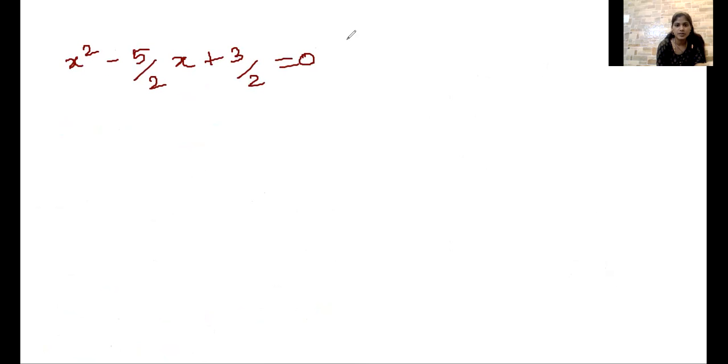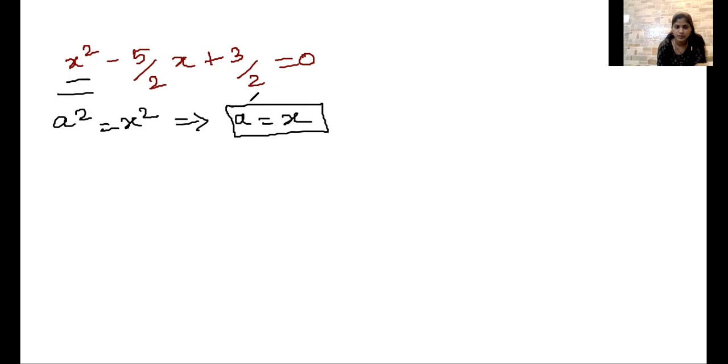So as I said earlier, the first step is to assume the first term as a square, which is x square. From this, you can find the value of a, which is x. And just assume the second term as negative 2ab. You're having a negative sign here. In case you have plus, you have to assume it as plus 2ab. So minus 2ab is equal to minus 5 by 2x. From this, I'm going to find the value of b.